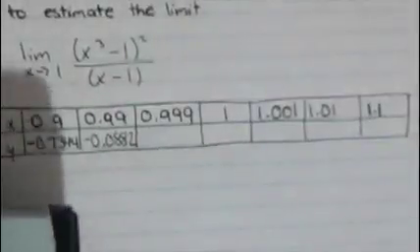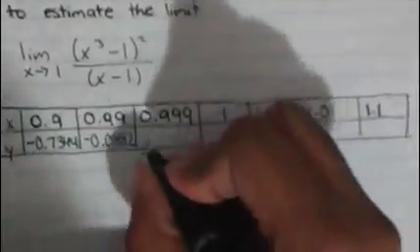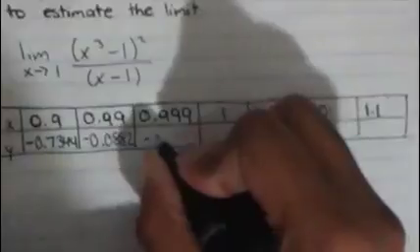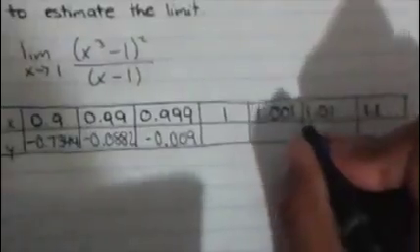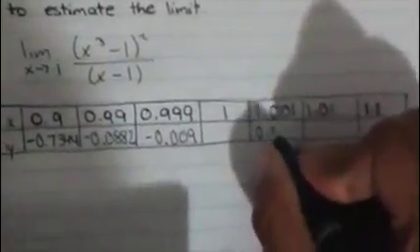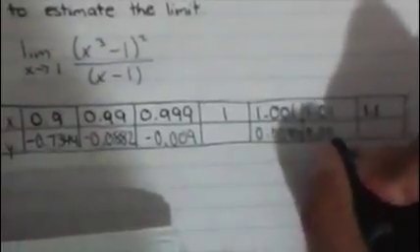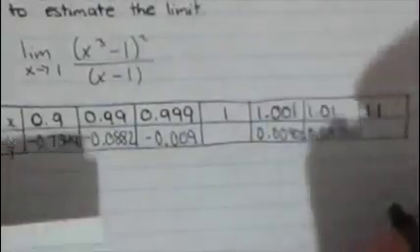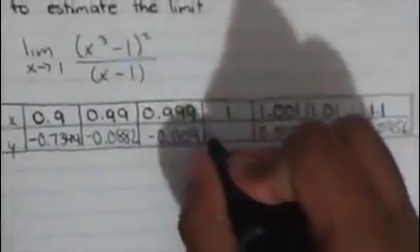Then you would keep doing it for the rest of the other numbers, and you would get, for 0.999, negative 0.009. For 1.001, you would get 0.00902. For 1.01, it would be 0.09182. For 1.1, it would be 1.0956, and for 1, it is error.